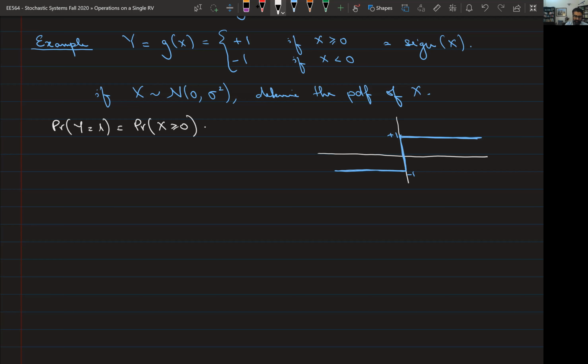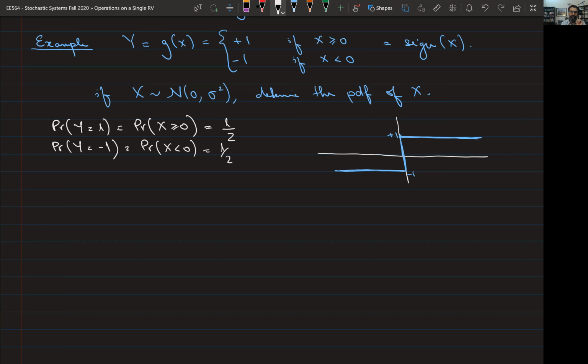So, which is half, because the Gaussian is symmetric around 0, mean 0, and Gaussian is always symmetric around its mean, right? And similarly, what is the probability that Y equals -1? This is the probability that X is less than 0, and this is half as well, right? So you have a PMF. Y is a random variable which is discrete and is characterized by a PMF.